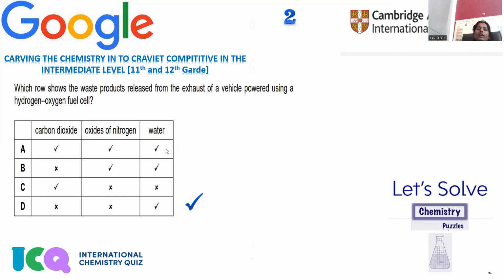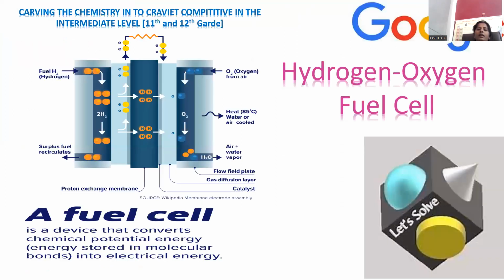So this is the way the hydrogen oxygen fuel cell is more efficient in terms of energy efficiency, in terms of what we can say calorific value, and in terms of waste products generated. So let's see the detailed description of the fuel cell first, and later how we can construct it and what kind of fuel cell it will be.